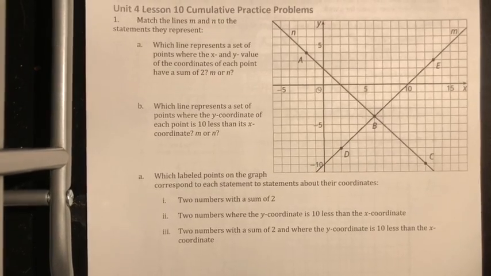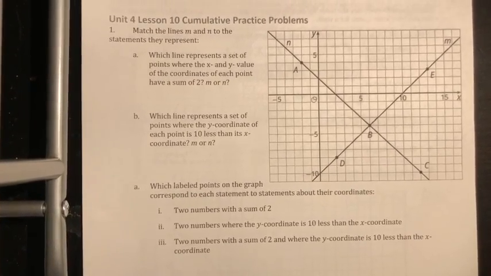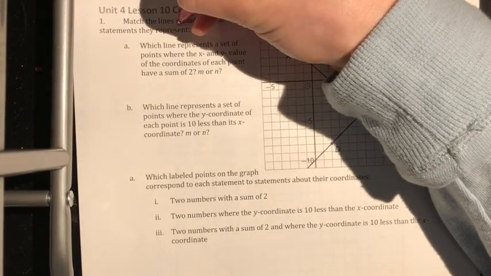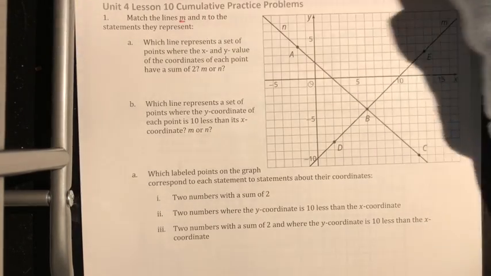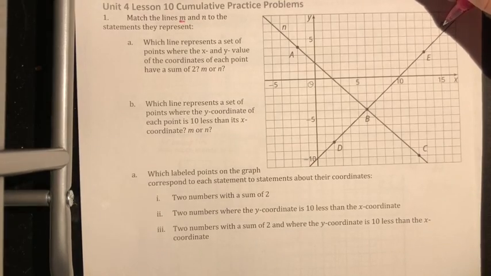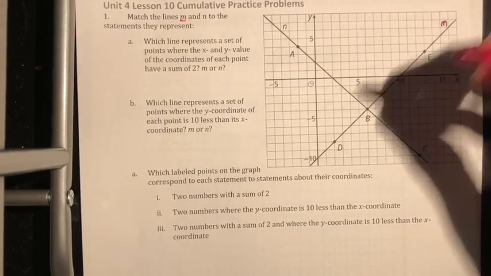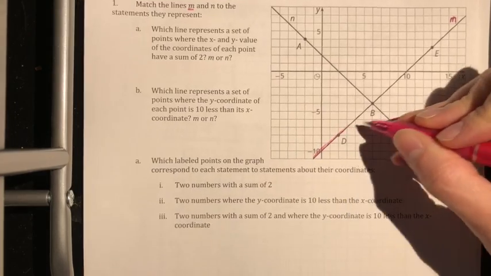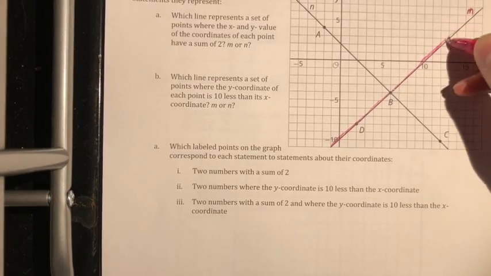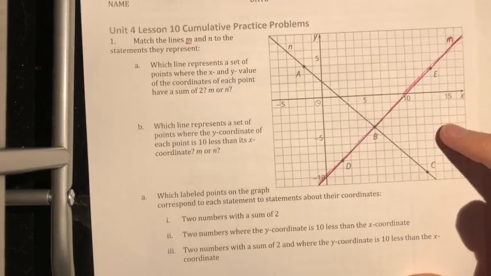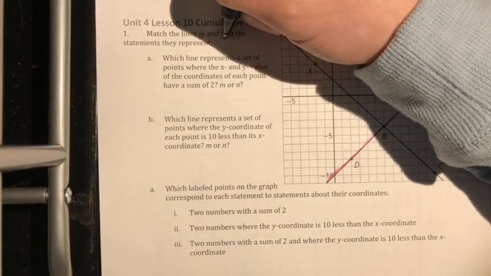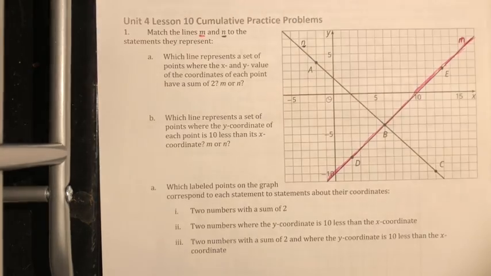So, match the lines M and N to the statements they represent. So I'm gonna go ahead and get started again. I'm gonna just let M be pink because all this black and white is boring. So M is actually this line right here. And I'm just gonna go ahead and draw that whole line to be pink. Just because it should be. I mean, really. And N is the black line. And I'm not going to recolor it over black because it's already black. It's pretty dark black too.